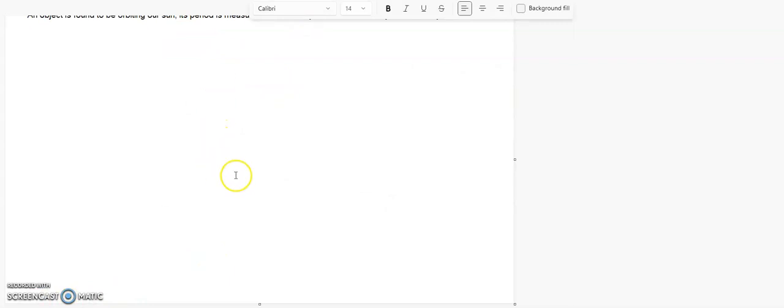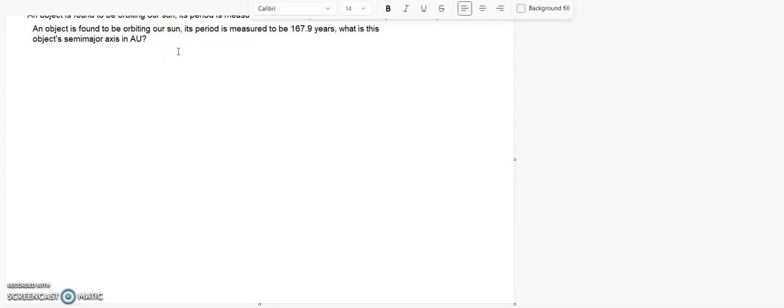All right, so here's the next problem. Hold on, I don't know that you can see that. All right, so this is Kepler's third law. It says an object is found to be orbiting the sun. That's really important. The fact that it's orbiting the sun allows us to use this equation.